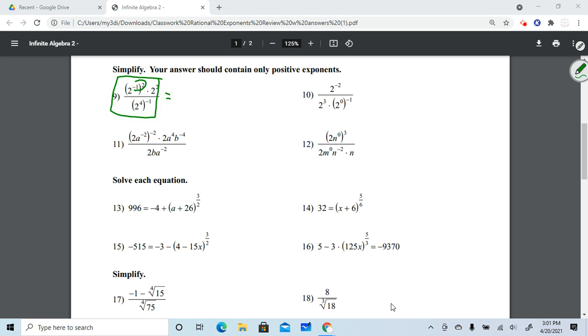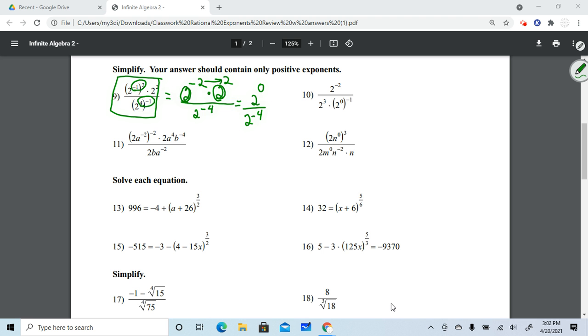Don't forget, powers to powers, you multiply. So that gives me 2 to the negative 2 over 2 squared again. Power to power, multiply. Then when we have like bases, we merely add the exponents. So this becomes 2 to the 0 power over 2 to the negative 4.